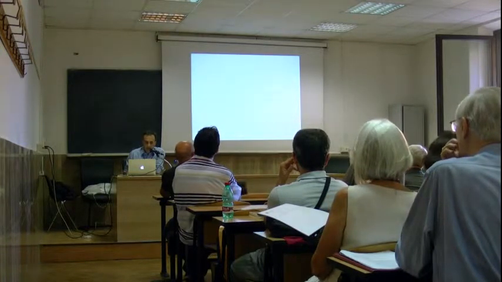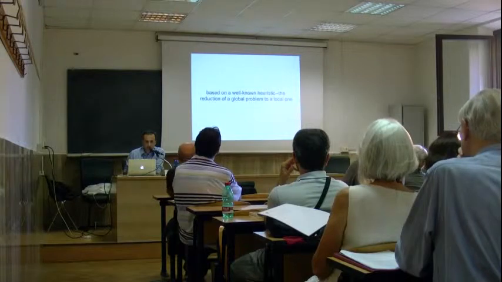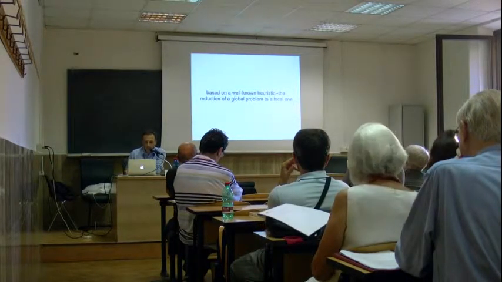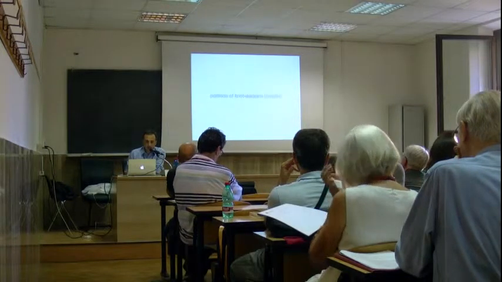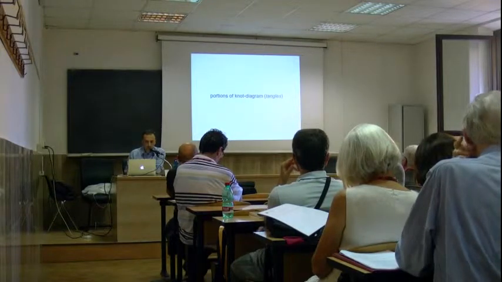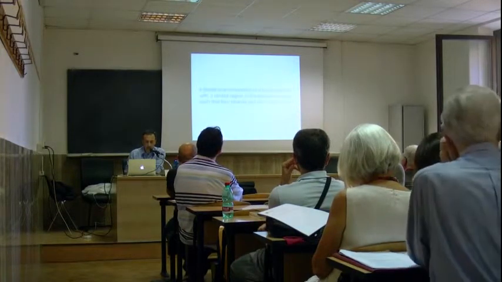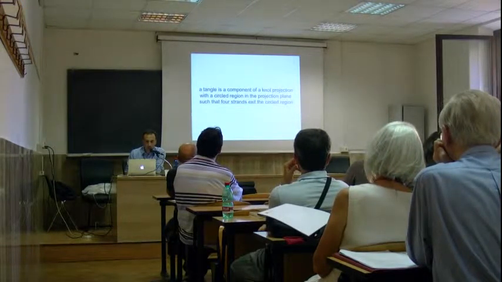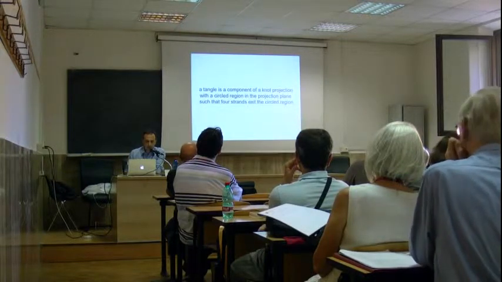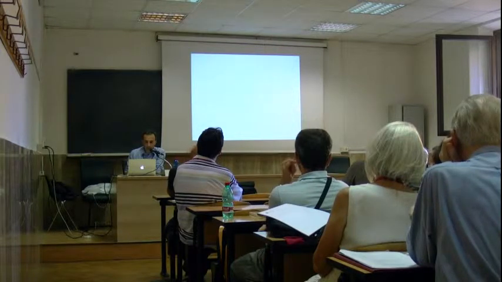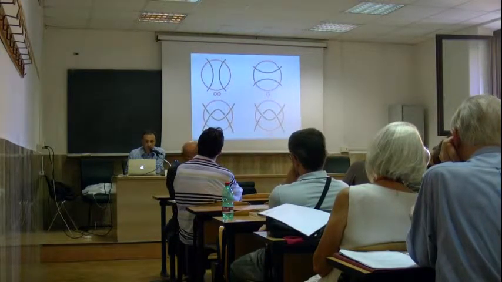So it's based on a well-known heuristic, the reduction of a global problem to a local one. Conway used to investigate a portion of a knot diagram, the so-called tangle. A tangle is a component of a knot projection within a circled region in the projection plane, such that 4 strands exit the circled region. So you can see here simple tangles.